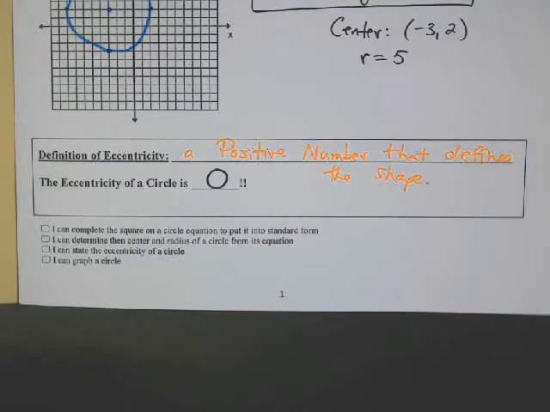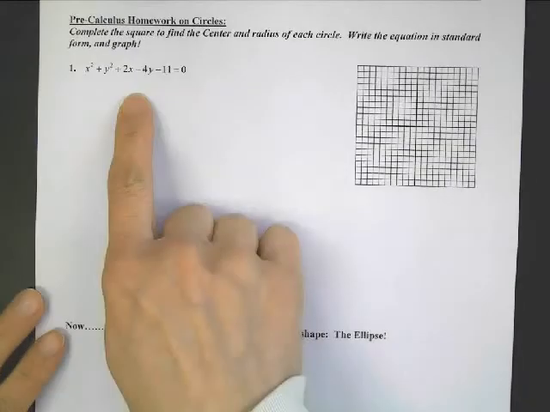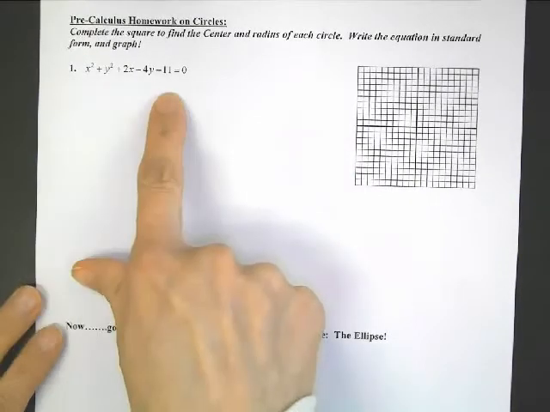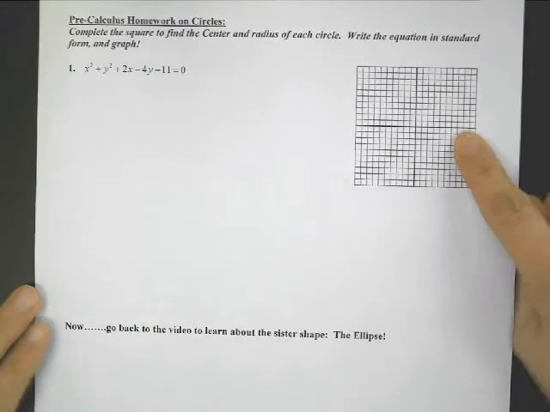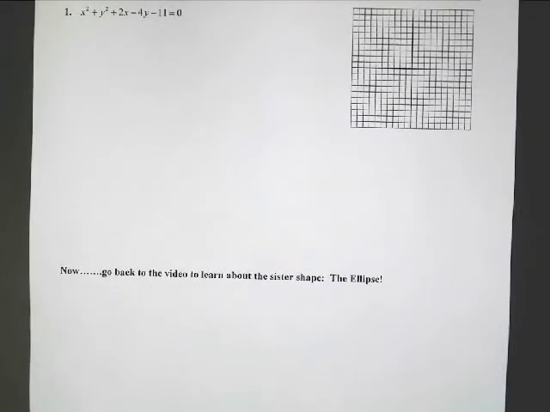What if you calculate the eccentricity and you get 0.2? Is it a perfect circle? No. What shape would it be? An ellipse. So what I need you guys to do now is try this circle problem: complete the square, find the center, radius, and graph it right here. Please pause the video, do that, and then go back to the video, turn the page, and we're going to continue our study with the shape of the ellipse.